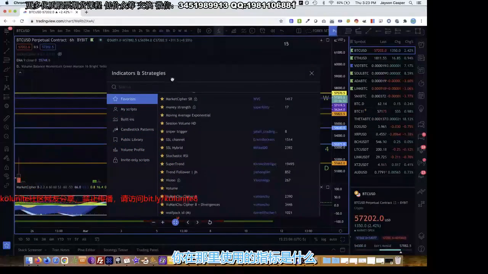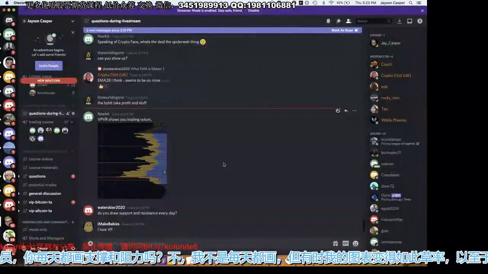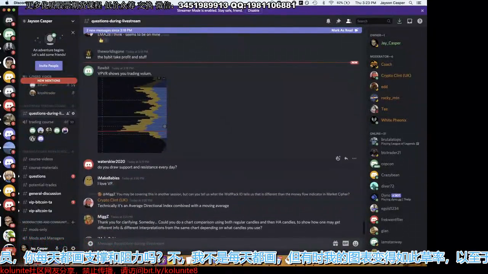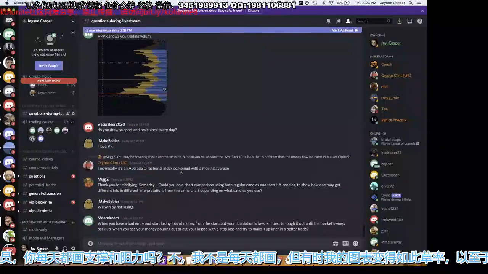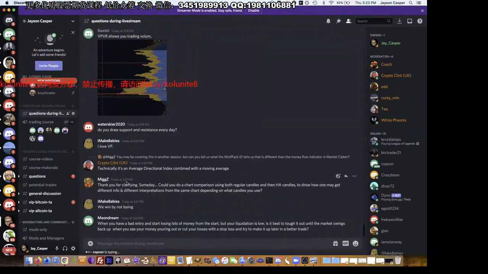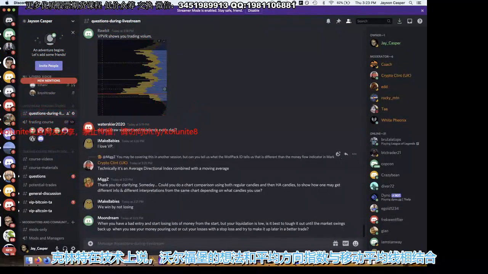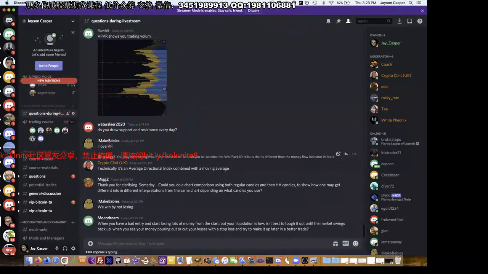What's the indicator that you're using there? Robit. Okay, water skier. Do you draw support and resistance every day? No, I don't draw them every day, but sometimes my charts get so sloppy that I just clear them off and start over. Clint says technically that the Wolfpack ID is an average directional index combined with a moving average. Cool. Thanks, Clint. You're a smart man.